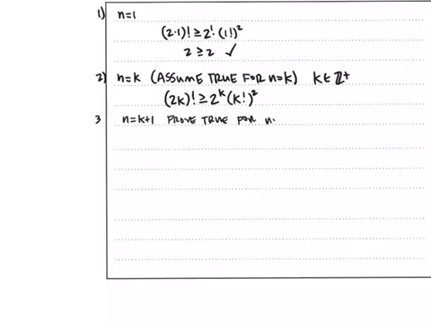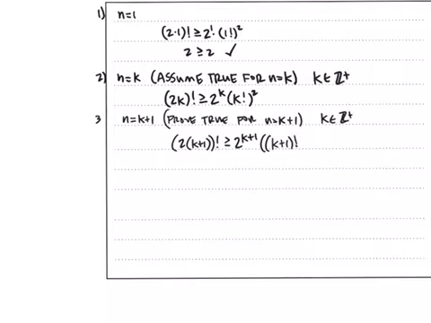For n equals k plus 1, when k again is in Z+. Okay, so I'm going to use a string of inequalities. I want to prove that the following is true. I want to do this slightly differently. Okay, (2k+2)! is greater than or equal to 2^(k+1) times ((k+1)!)^2. That's a whole lot of stuff.